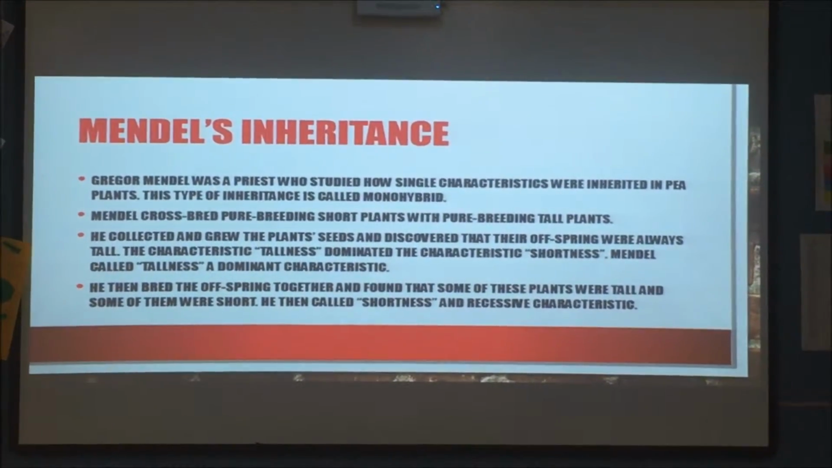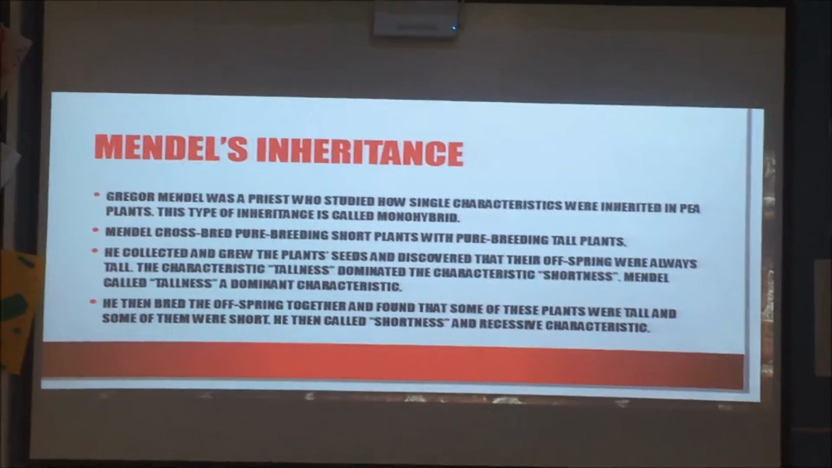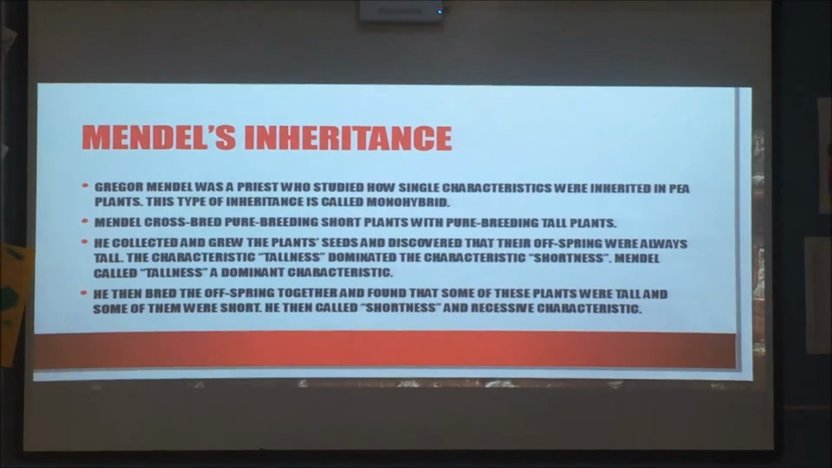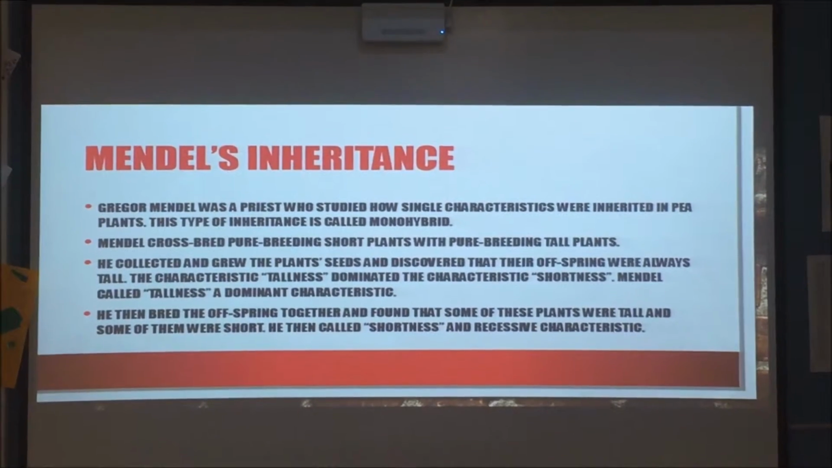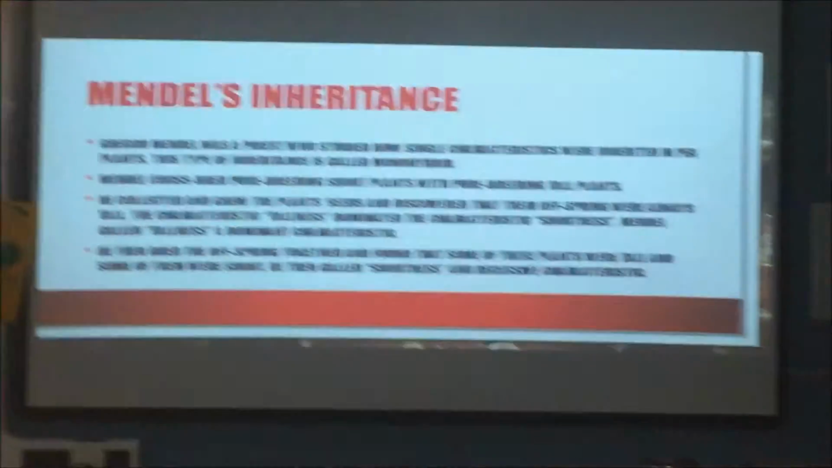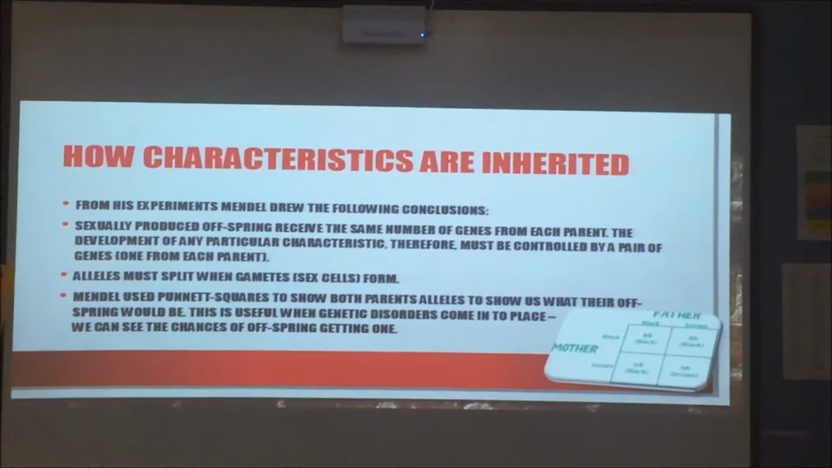After studying and crossbreeding small plants with tall plants, he found that their offspring were all tall. He then named tallness a dominant characteristic after seeing how it dominated the shortness gene. After looking into the second lot of offspring, he noticed some were tall and some were short. He then named shortness a recessive characteristic.